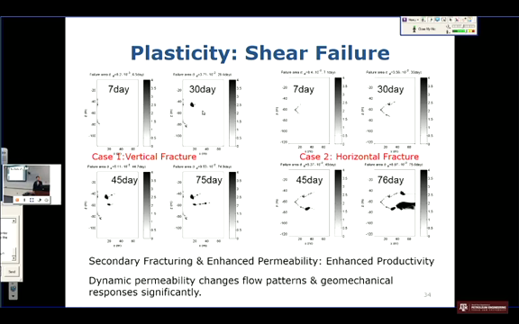Then suddenly there's some failure in the middle of the domain, far away from the fracture tip, and those propagate to the right boundary. For the horizontal well it is the same thing. Fractures propagate with two branches, and the two branches propagate to the right boundary.